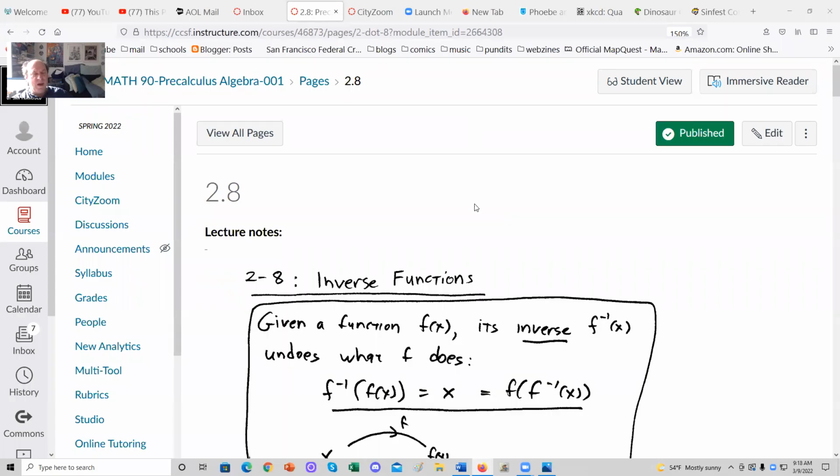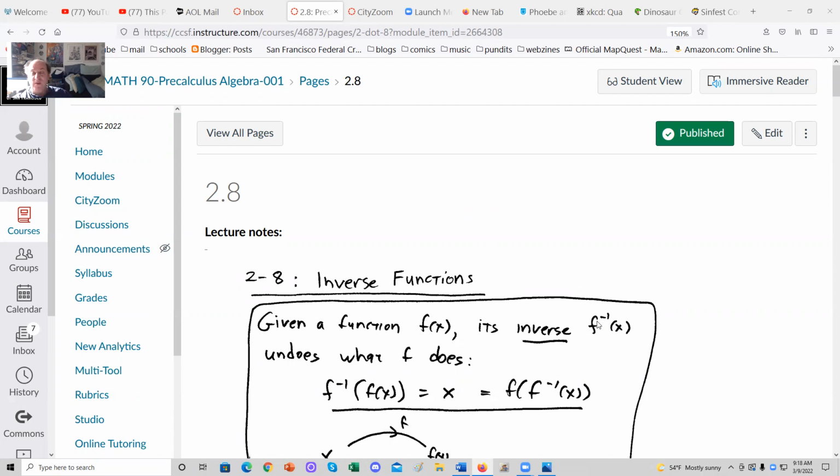Now, this section is about inverse functions. For a function f, its inverse we denote f to the minus 1 of x. I'm not entirely happy about that notation because it looks like a reciprocal of f. It's not. But, well, okay, it's a notation collision that happens in math sometimes.